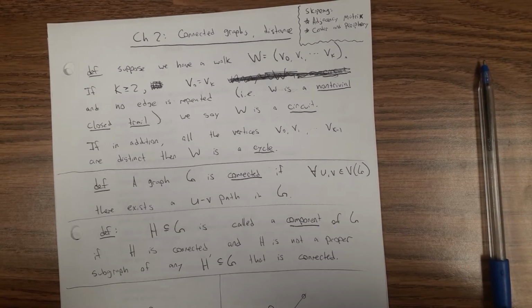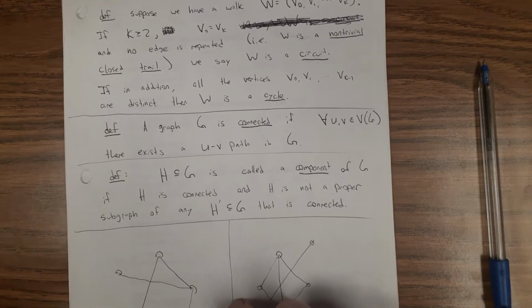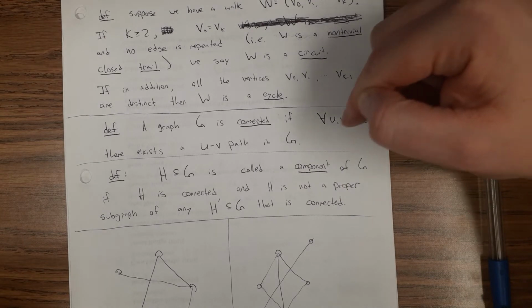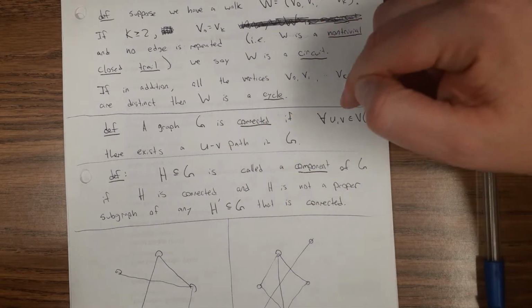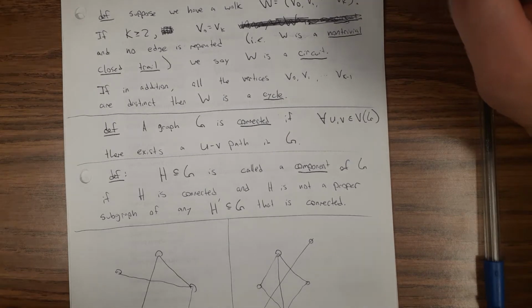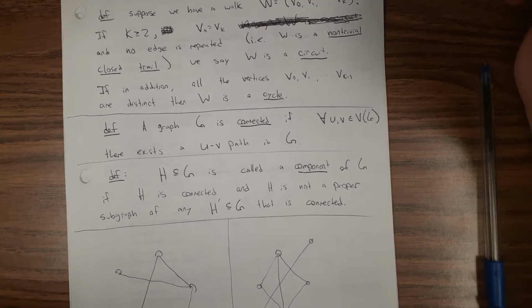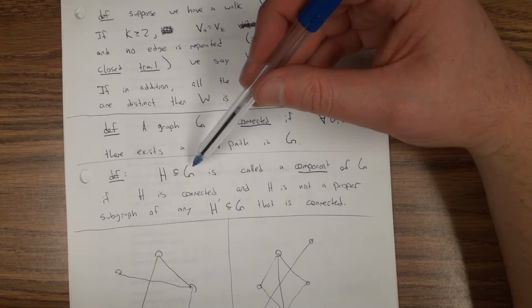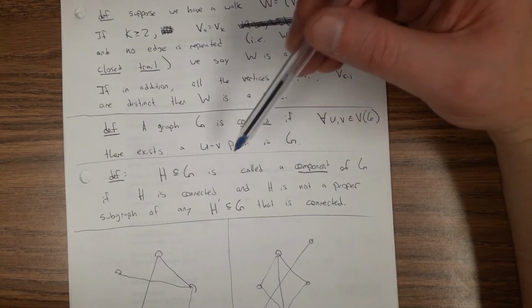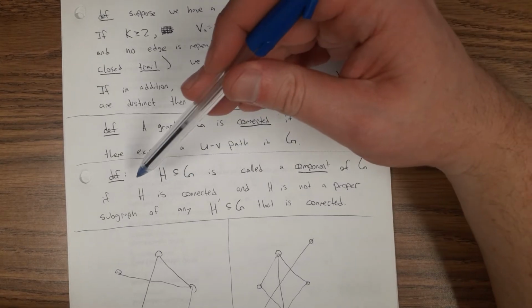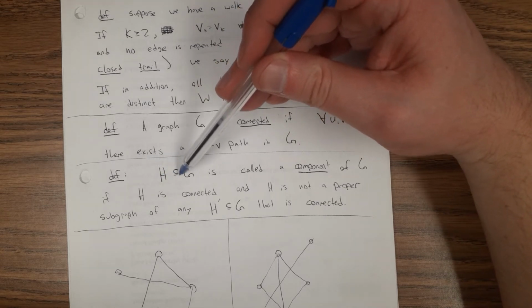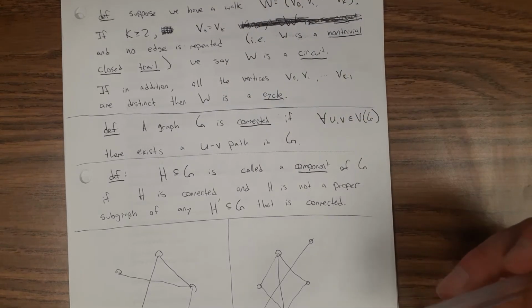Okay, so we say that a graph is connected if for any pair of vertices u and v there's a uv path, so there's a way to get from u to v. Let me start over. We say that H is a subgraph of G. When I write this, it looks like the same symbol that we use for subset, but this means H is a subgraph of G.